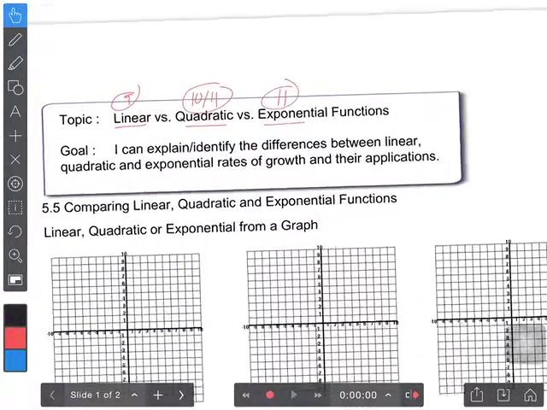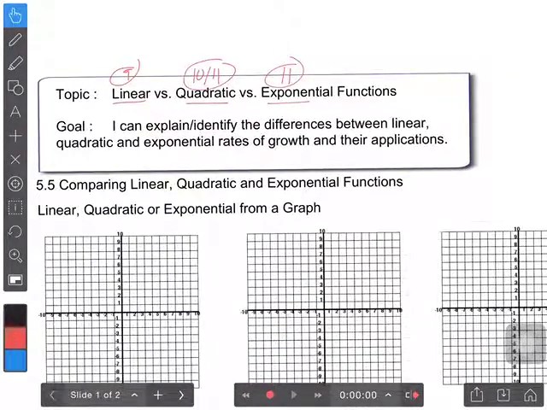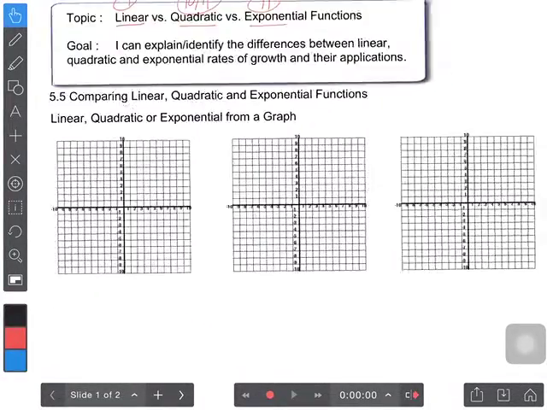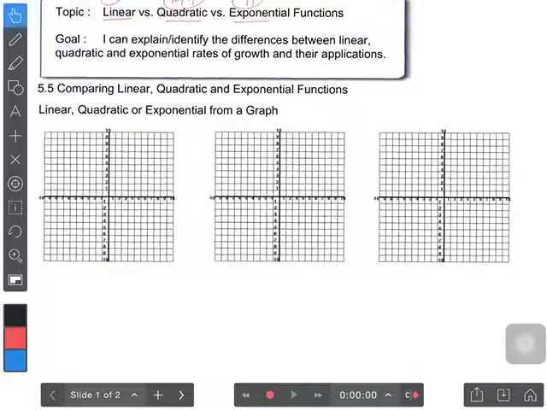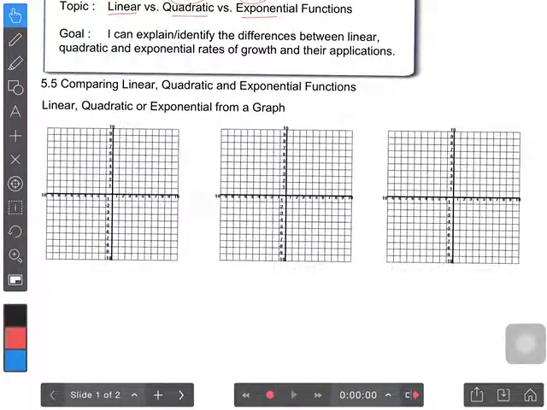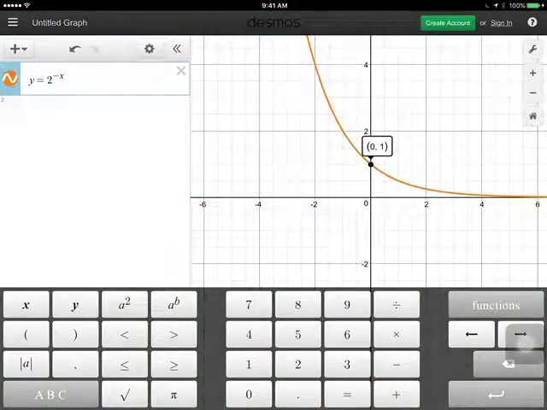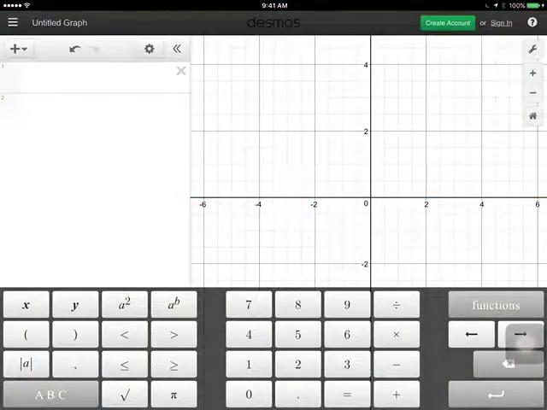So your goal today, I can explain the difference between linear, quadratic, and exponential and their growth and their applications. So we are going to look at comparing them, and the first thing we want to do is compare them graphically. So for this part, I'm going to go to Desmos because it is much quicker to do the comparison. You can see all three plotted together. So I'm going to flip to Desmos, and we'll make a sketch of these once we're done our comparison. So going to use Desmos to create three graphs.